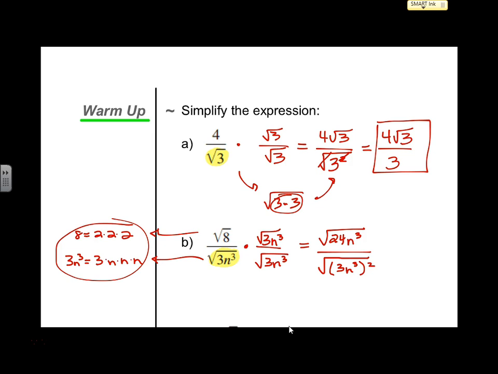I said 3n cubed times 3n cubed is 3n cubed squared, because it's multiplied by itself. I'm showing that because the squared and the square root cancel. What can I do here? I can cancel. And why is that nice? What is no longer in the denominator? But what's in the numerator now? Radical of 24 and 2.